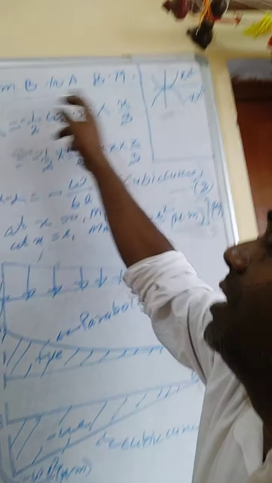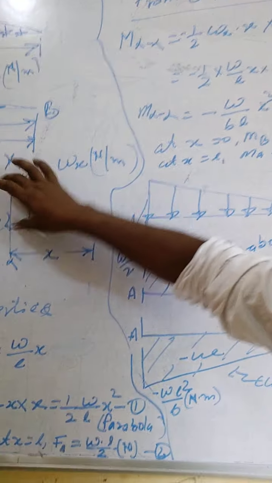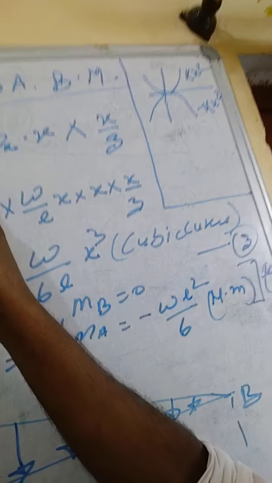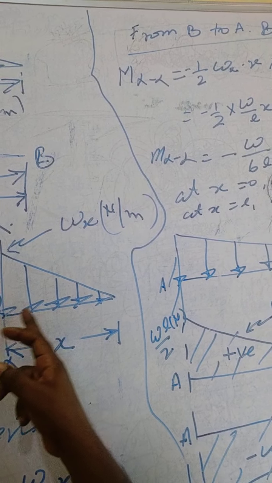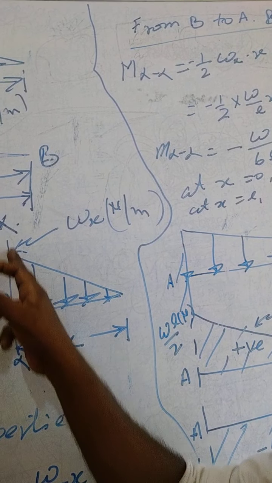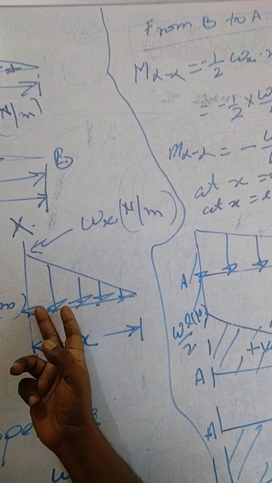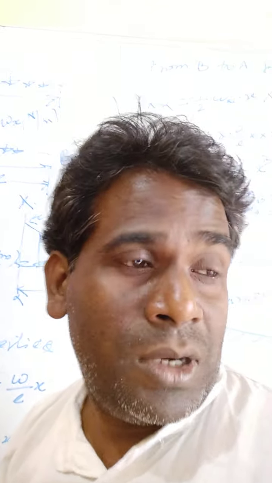From B to A, the bending moment equation will be Mxx equal to half load. Load is Wx, so half Wx into x, and it will become a point load. It will act at x by 3 from this base, and 2x by 3 from the other end. I am considering bending moment about this cross section, so we multiply by a distance x by 3. Half Wx into x by 3, and this bending moment is clockwise.